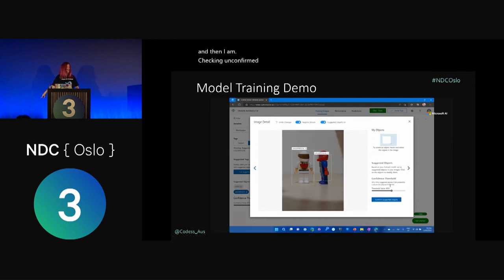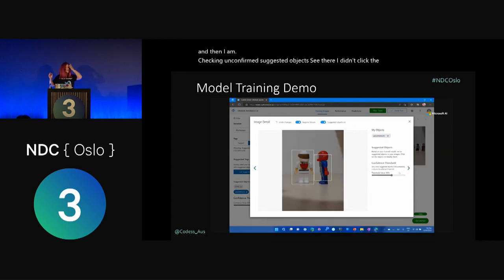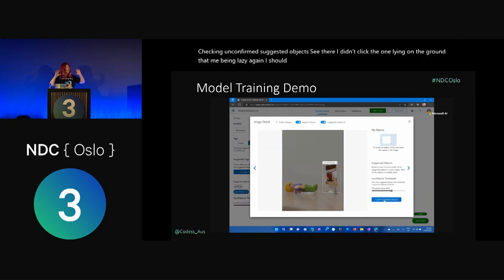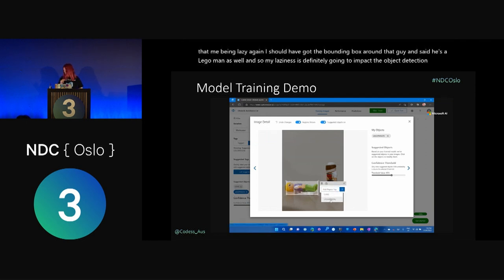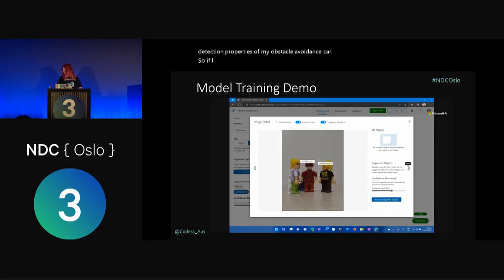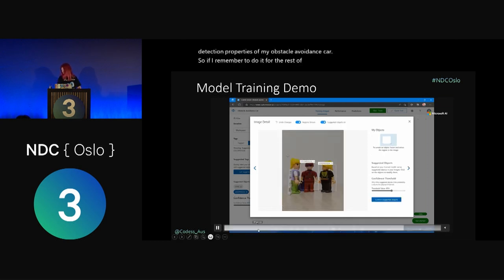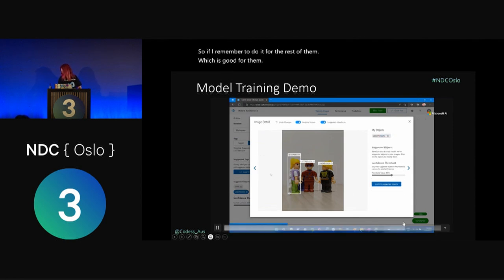See there, I didn't click the one lying on the ground. That's me being lazy again. I should have got the bounding box around that guy and said he's a Lego man as well. And so my laziness is definitely going to impact the object detection properties of my obstacle avoidance car. I've remembered to do it for the rest of them, which is good for them. Skip along.